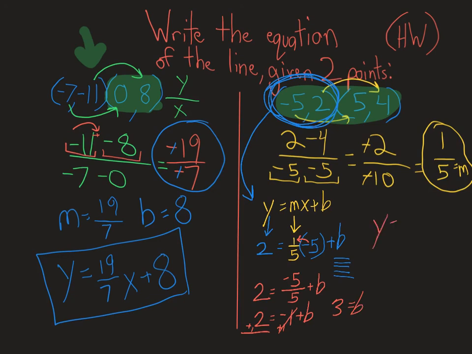Don't forget to rewrite it and put it all together. Slope of 1/5, b of 3. There you go. There's your second equation.